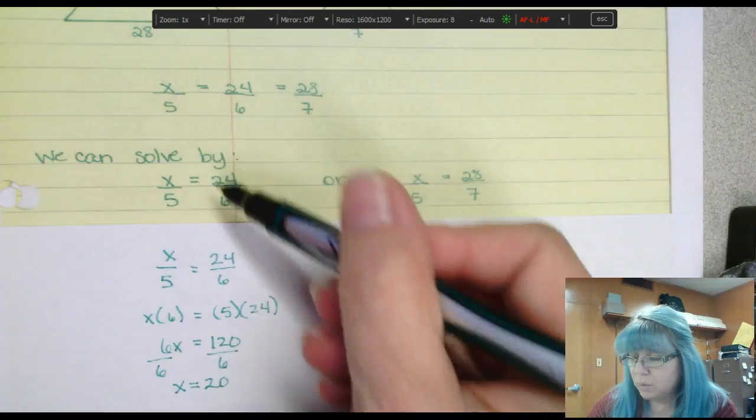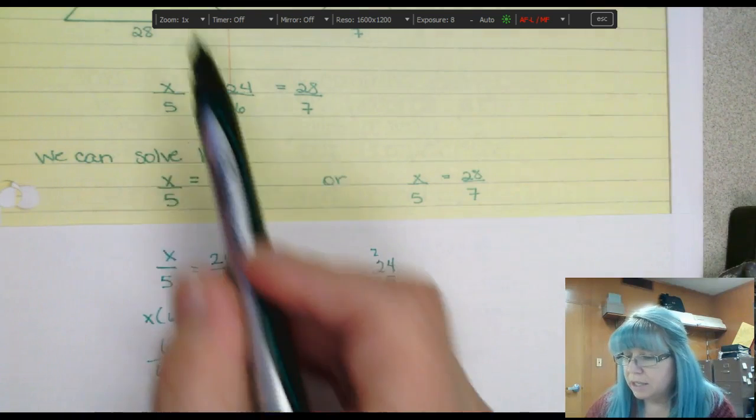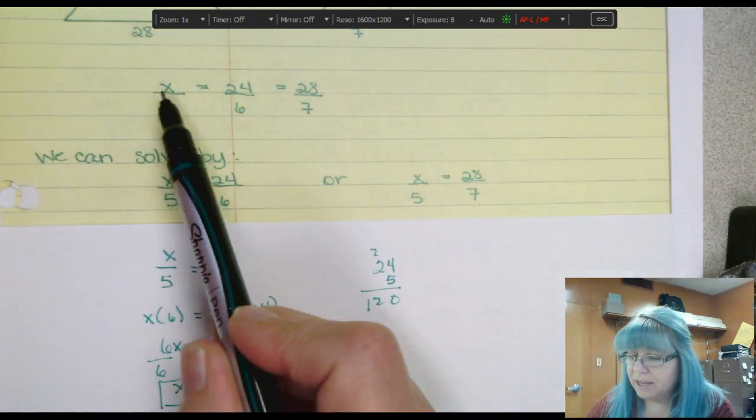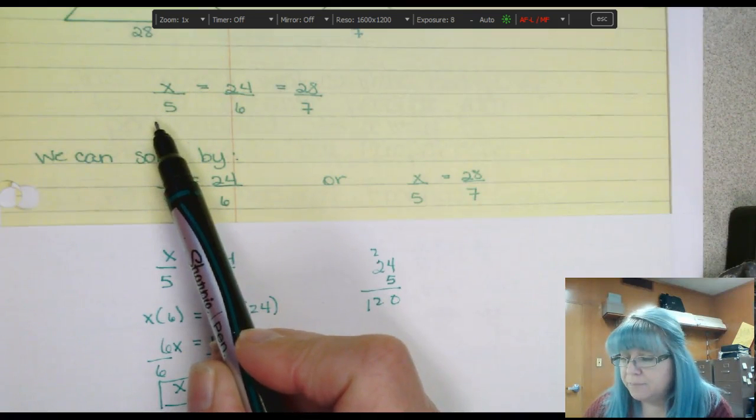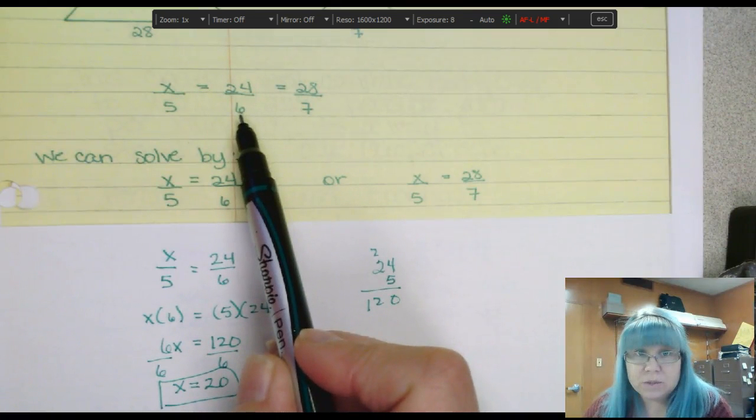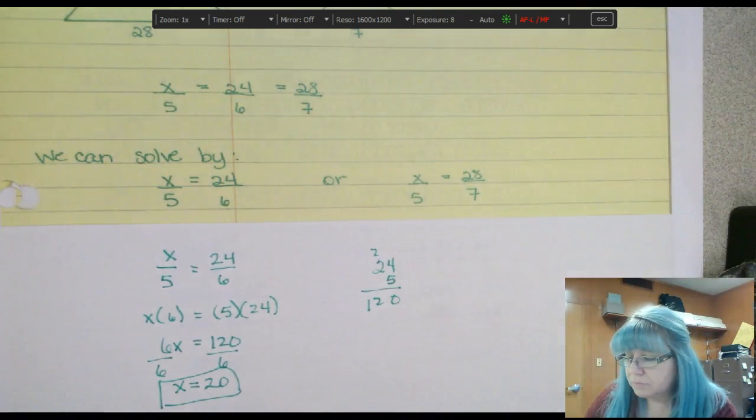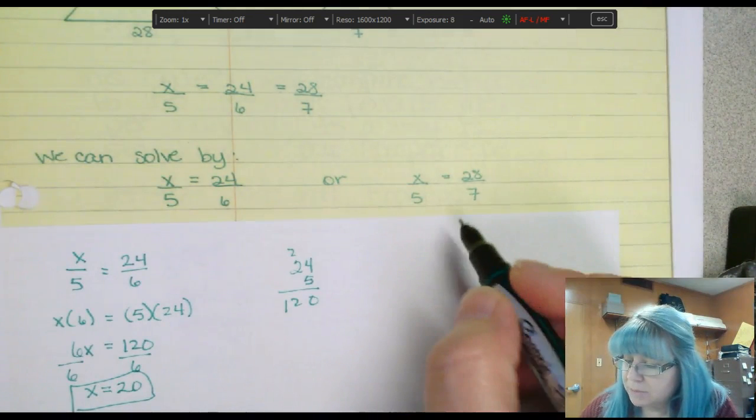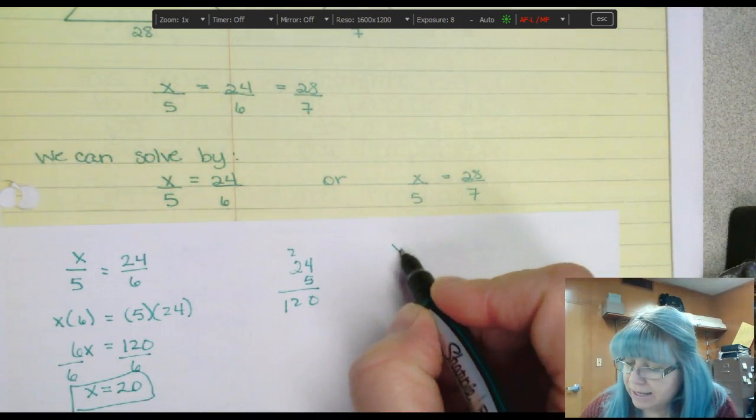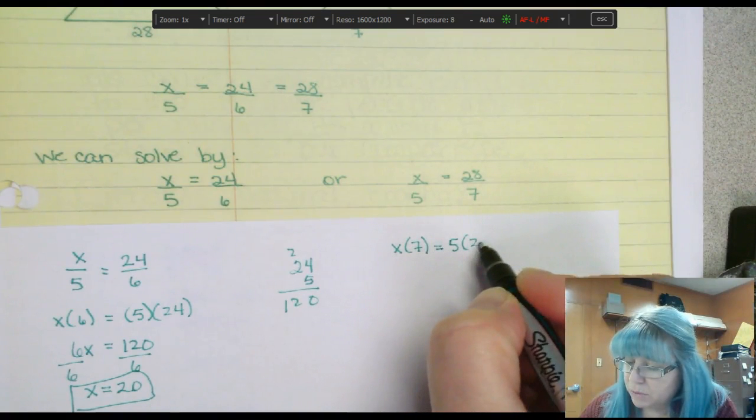That was one of our choices, to select the x over 5 ratio and the 24 over 6 ratio. Or we can work it out the other way, where the extremes now are x and 7, so x times 7 will equal 5 times 28.